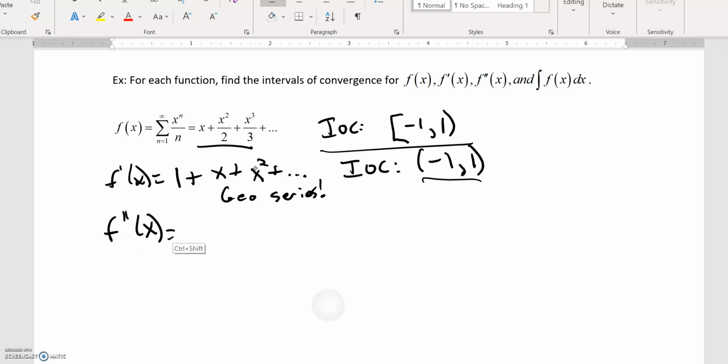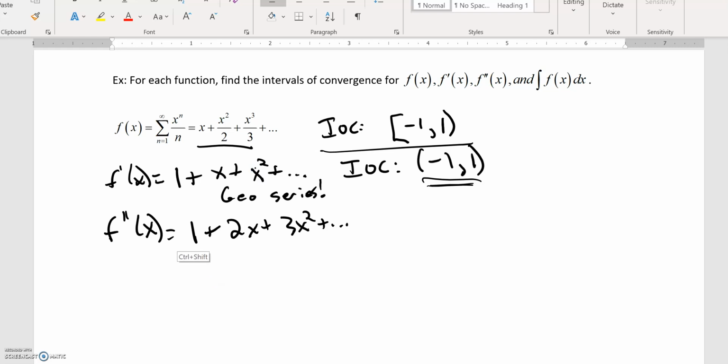Well, that's going to be 0, that's gone, plus 1 plus 2x plus, and the next one will be x cubed, so that'd be 3x squared plus ... What's the interval of convergence of this? Now you might think, oh, I've got to do a ratio test, but that's the cool thing: I already have the interval of convergence worked out in terms of the radius of convergence. I just need to know the endpoints.